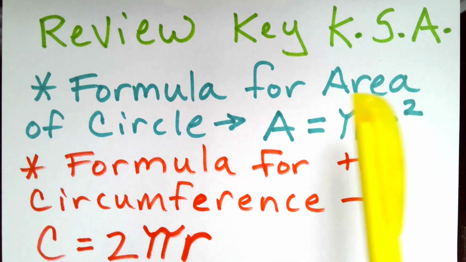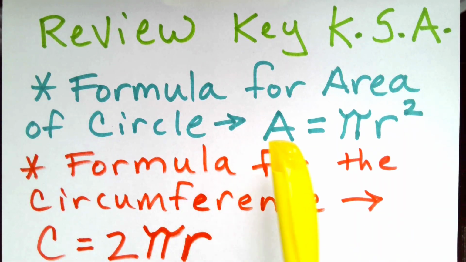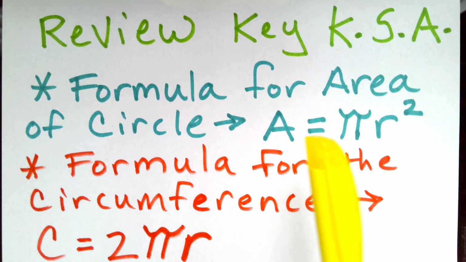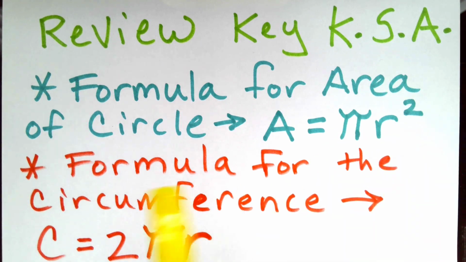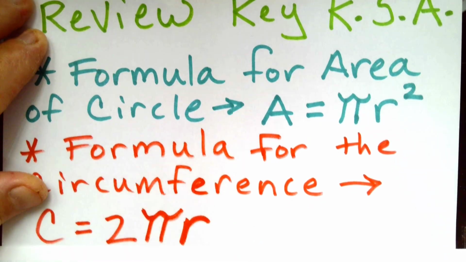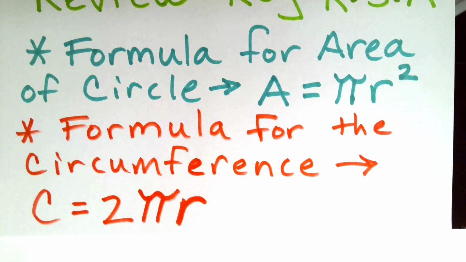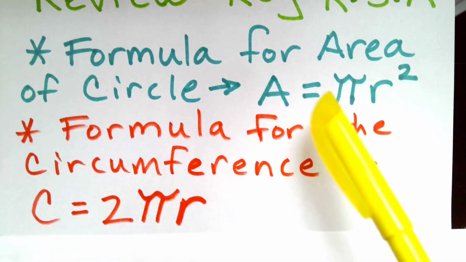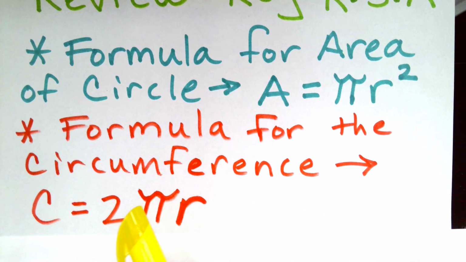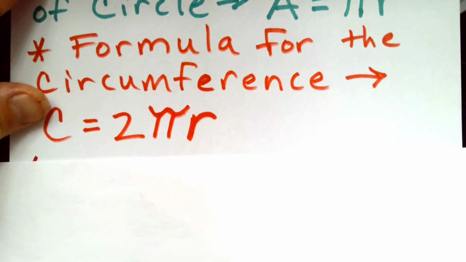The formula for the area of a circle, or A, that represents area of a circle, is pi times r squared. The formula for the circumference of a circle, or C, is 2 times pi times r. So you need to know that information in order to answer this question, because remember, in the question, pi r squared is going to be set equal to 2 times pi times r. That was given in the question.